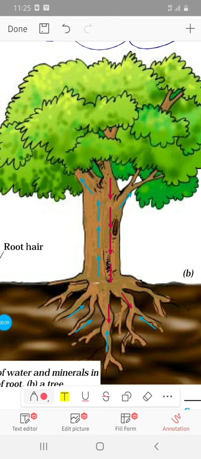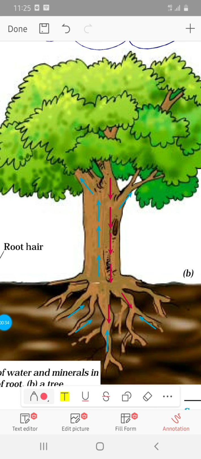Let us start again. You have learnt earlier that all organisms need food, water and oxygen for survival. The first chapter you read was nutrition in plants. Green plants can make their own food. For making food, what do they require? They require carbon dioxide and water. Carbon dioxide they get from the air and water they absorb from the soil.